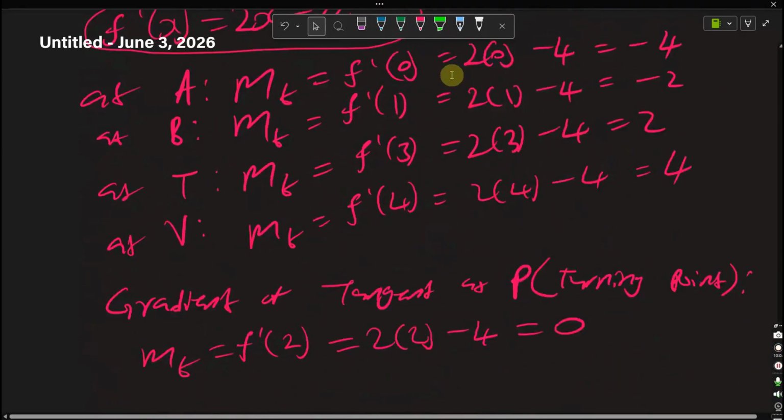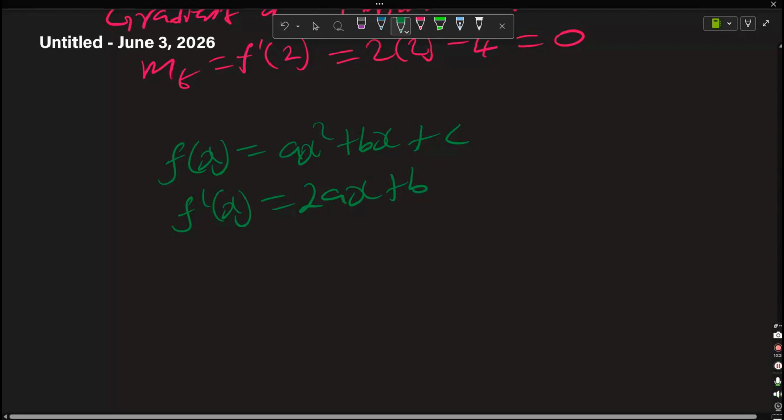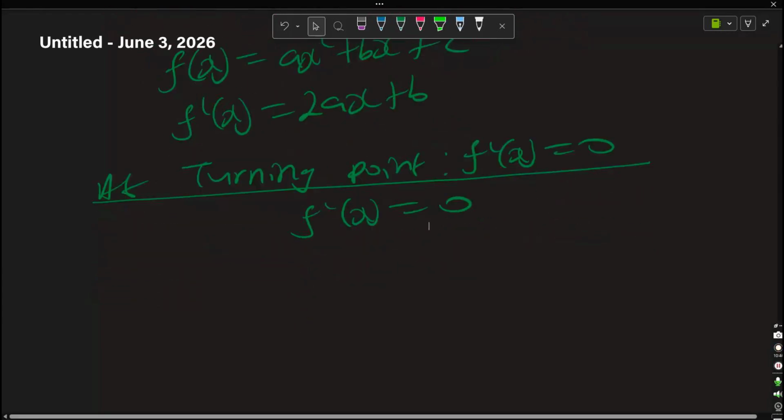Let me show you. Look at this. Remember, we said rather use green instead of blue. Remember, we said f of x is ax squared plus bx plus c. Now let's differentiate this. When you differentiate this, we've got 2ax plus b. But now I said to you, at the turning point, the derivative is 0. So let's take the derivative equal to 0 and solve for x and see what we get.